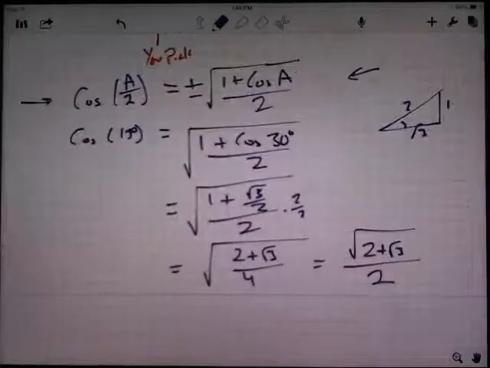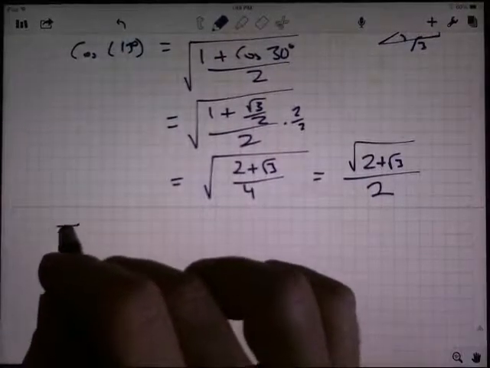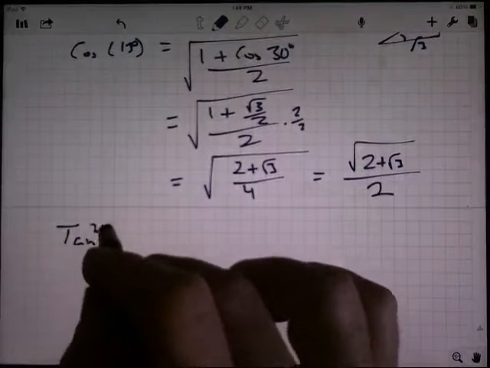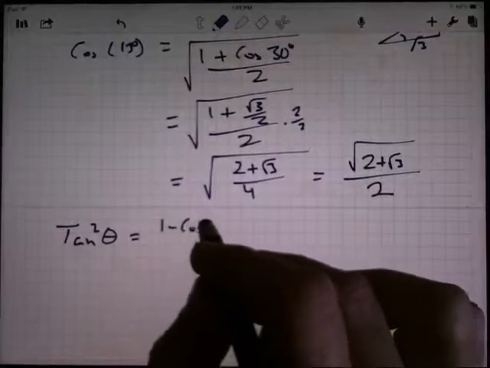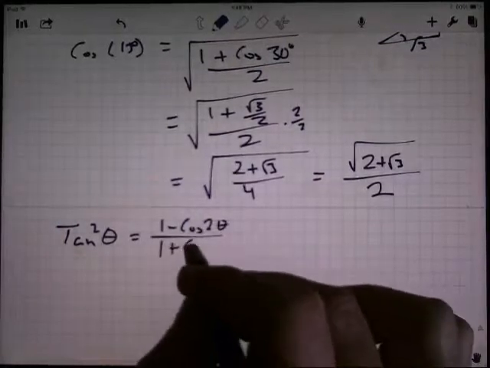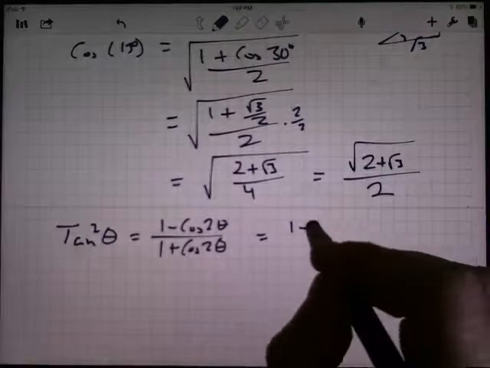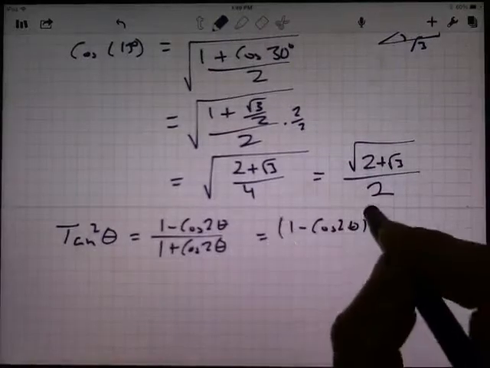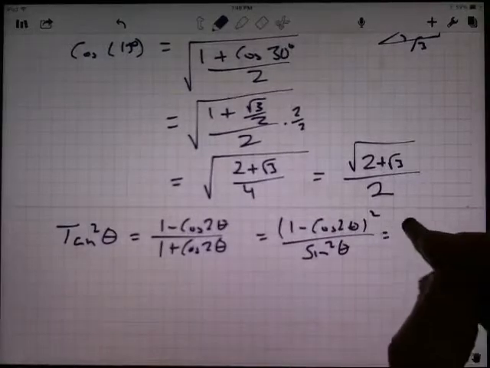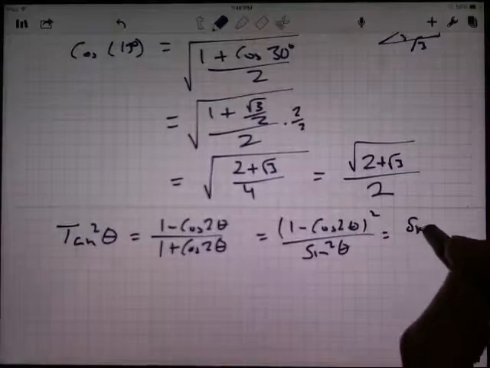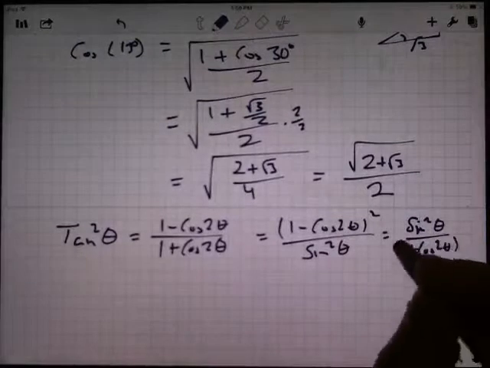Okay, and I suppose there's a tangent we could do as well. The tangent, remember, the tangent had 3 different power-reducing formulas. There was, first of all, 1 minus the cosine of 2 theta over 1 plus the cosine of 2 theta. There was 1 minus the cosine 2 theta quantity squared over sine squared theta, and there was, how did it go? Sine squared theta over 1 plus the cosine of 2 theta, that whole thing on the bottom squared.